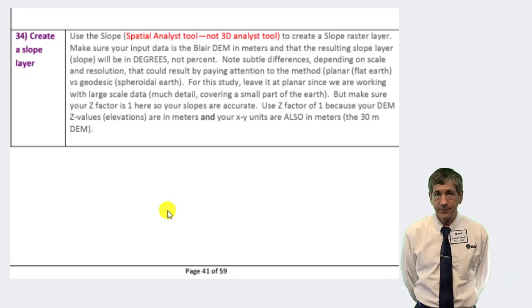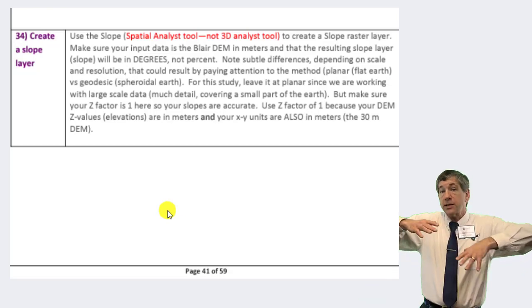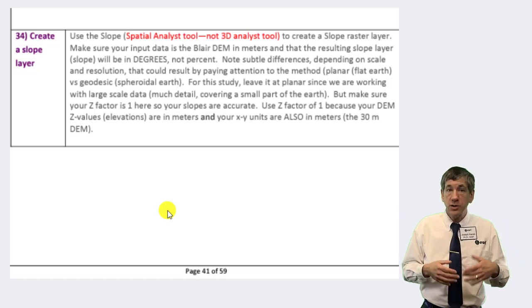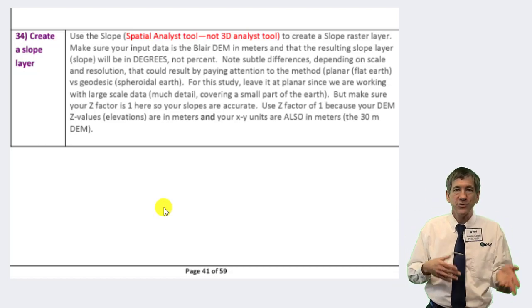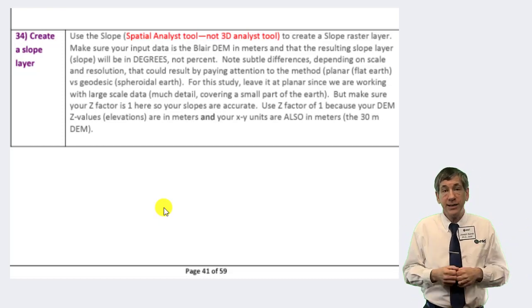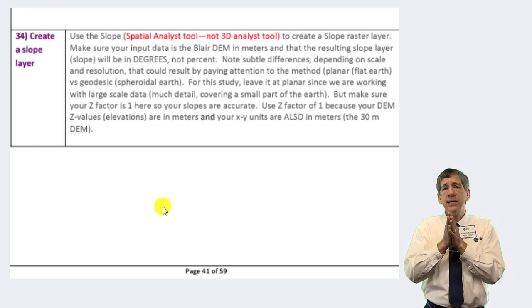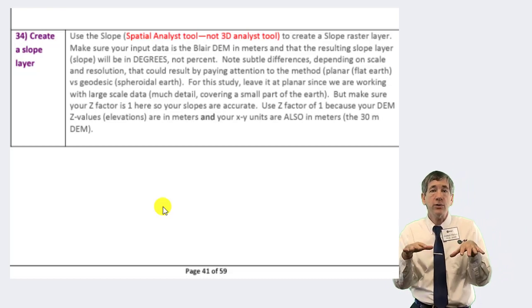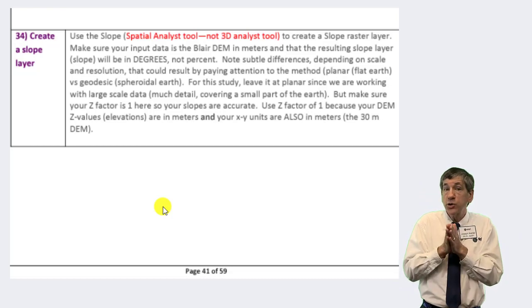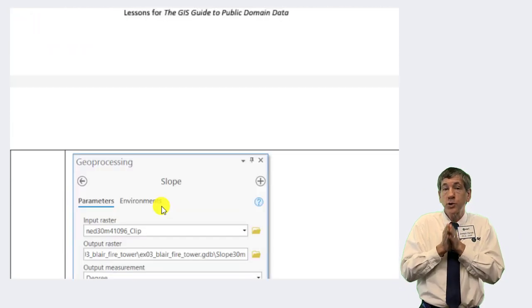Note subtle differences, once again, depending on scale and resolution that could result by paying attention to the method, planar, flat earth versus geodesic, or spherical earth. All these things affect your final analysis. For this study, leave it at planar since we are working with large-scale data, much detail but covering a small amount of the earth. But make sure your z-factor is 1 so your slopes are accurate.